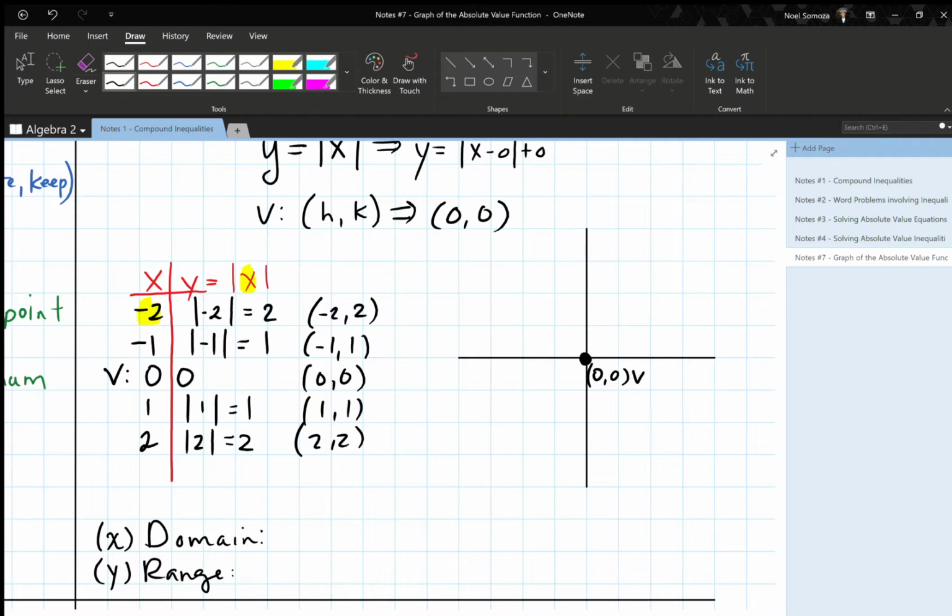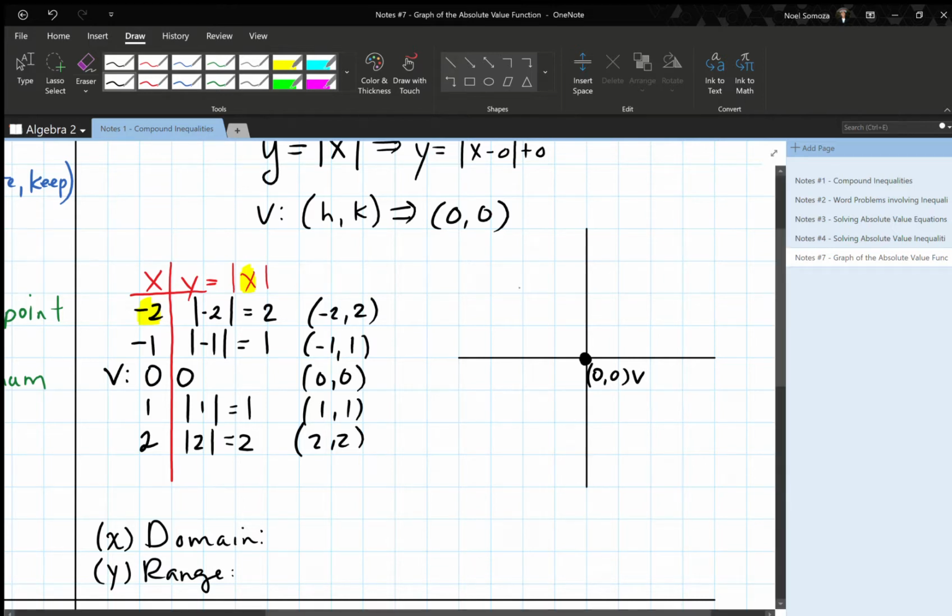So plot the rest: -2, 2, so 2 to the left, up 2. -1, 1, 1 left, 1 up. 1, 1, 1 right, 1 up. And 2, 2, 2 right, 2 up. Okay. So there's my overall, that's my shape.